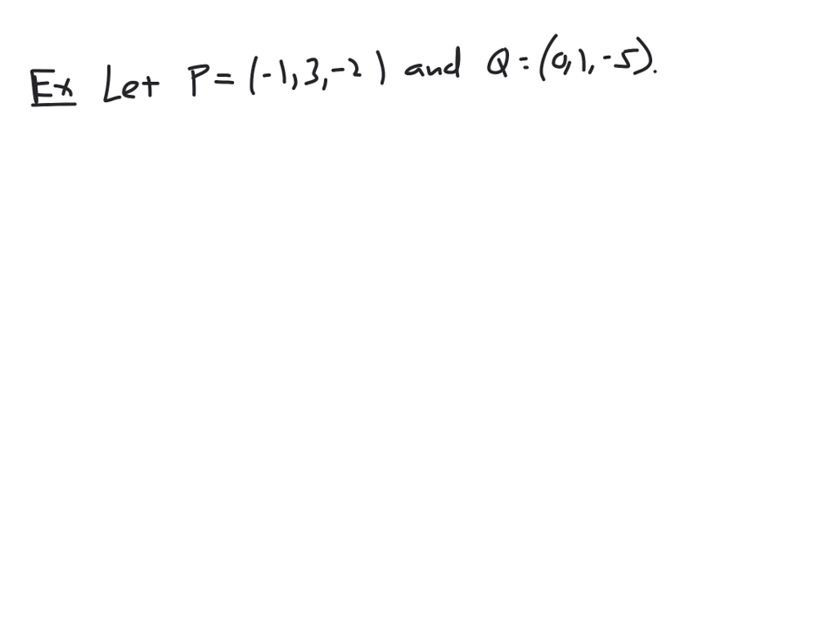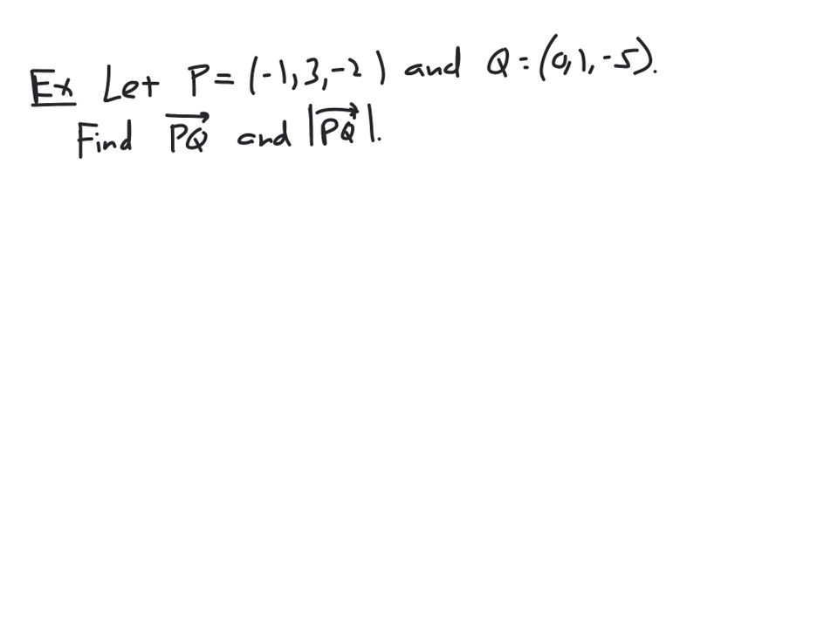So let's look at the following example. Let's say I have 2 points. So I want to let P be the point -1, 3, -2. And I want to let Q be the point 0, 1, -5. Right, so I have 2 points in 3 space here. So what I'd like to do is I'd like to find the vector PQ and then the length, the magnitude, the norm of vector PQ.